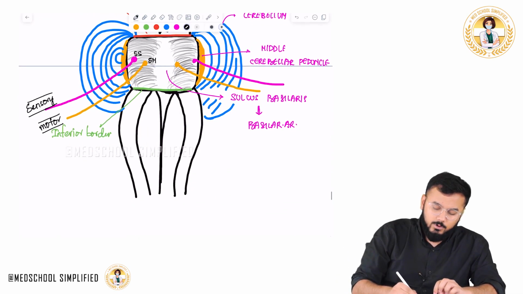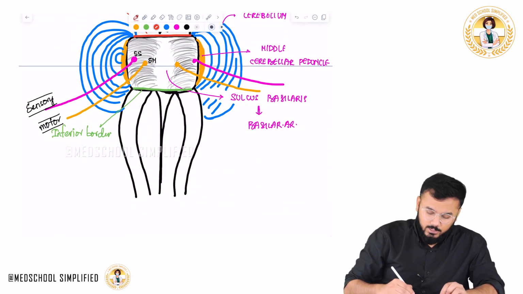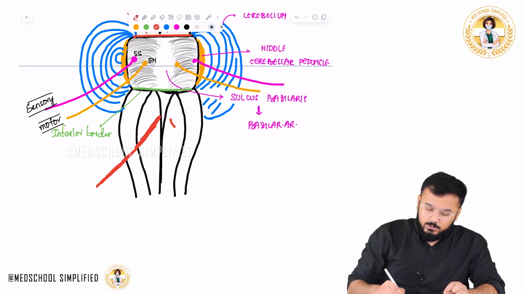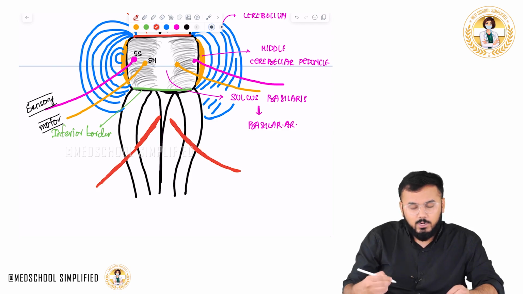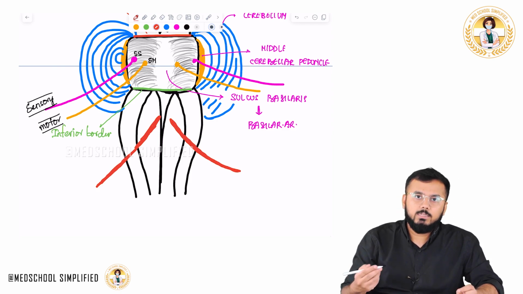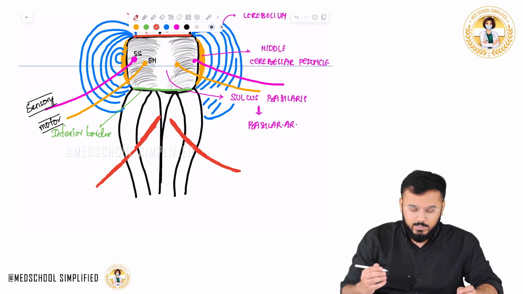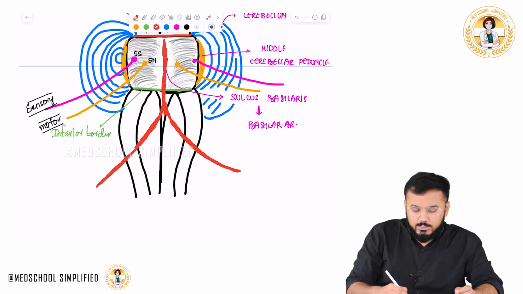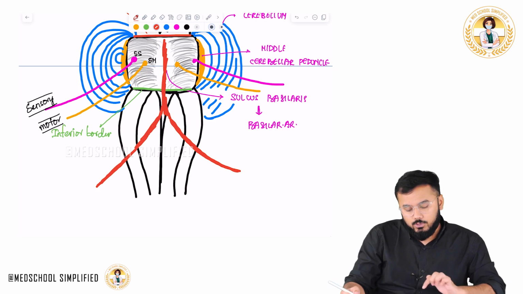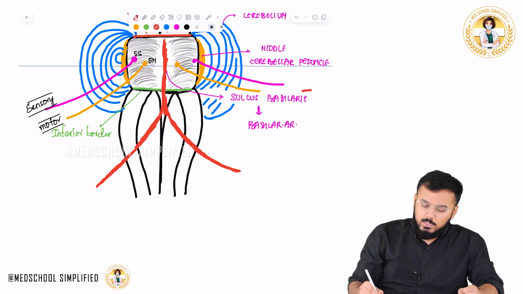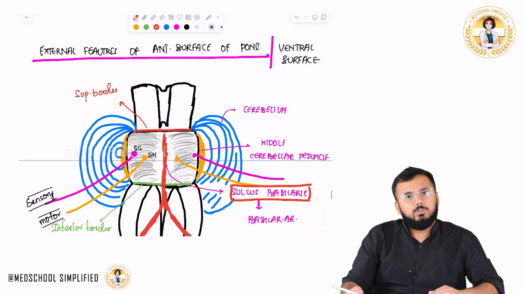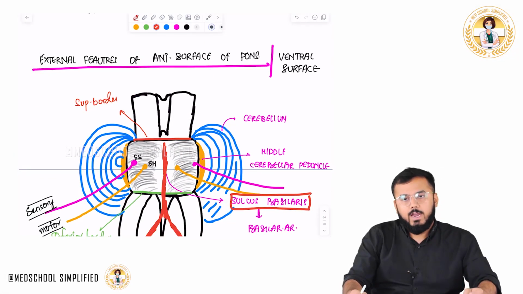If I have to draw this basilar artery, just look at this picture. This is your right vertebral artery and this is your left vertebral artery. I have already discussed external carotid arteries and internal carotid artery branches in detail. The right and left vertebral arteries join like this and form the artery called the basilar artery. This basilar artery passes within the sulcus basilaris. So this is all you need to know regarding the external features of the anterior surface of the pons.